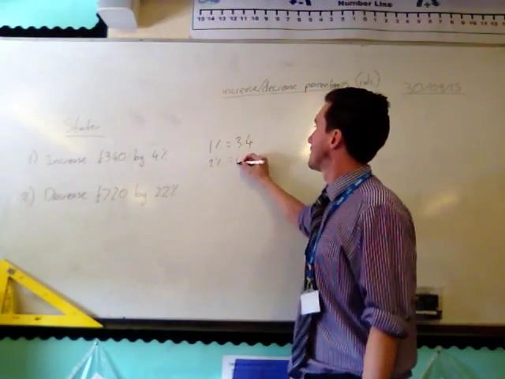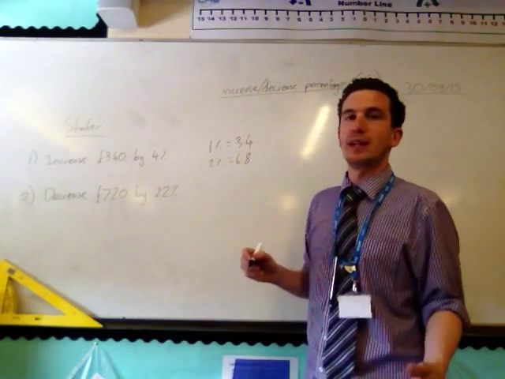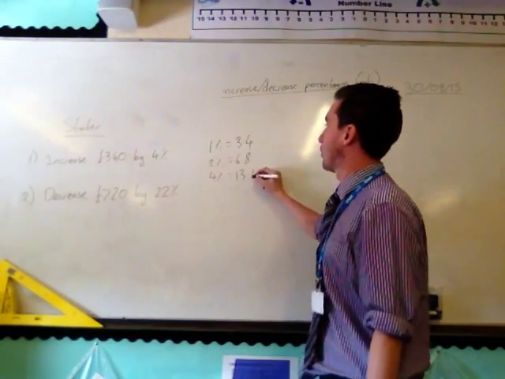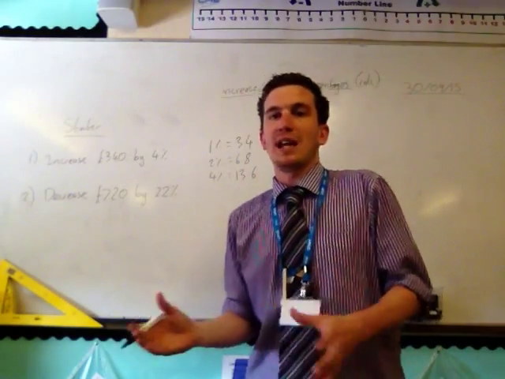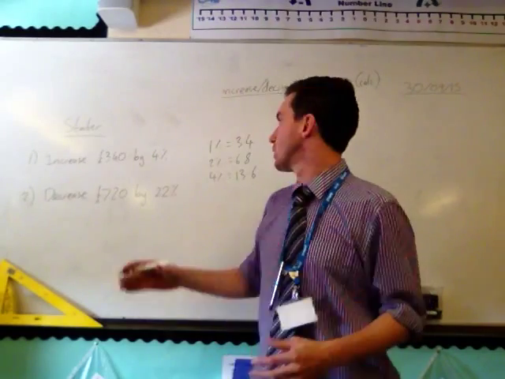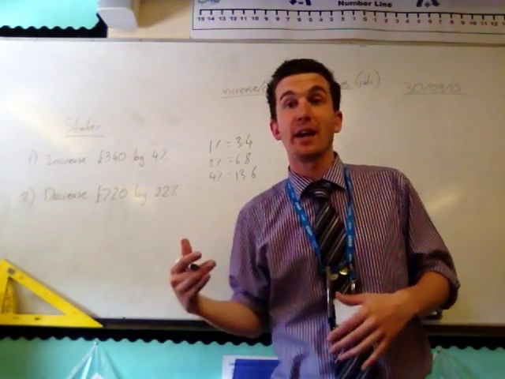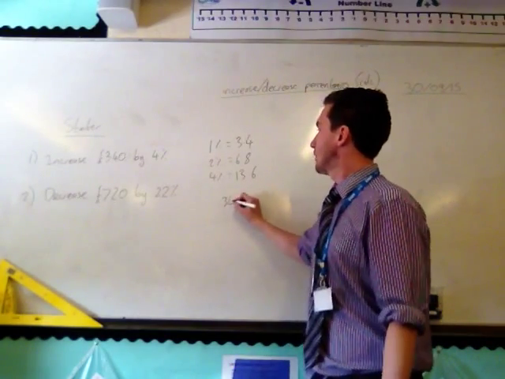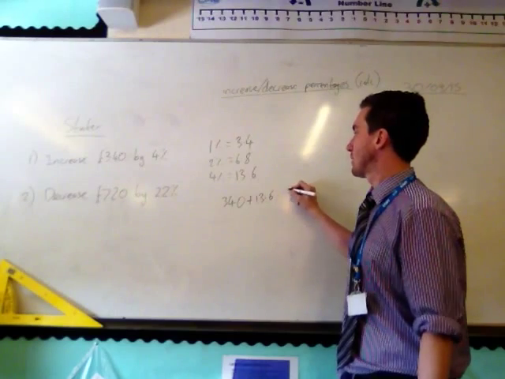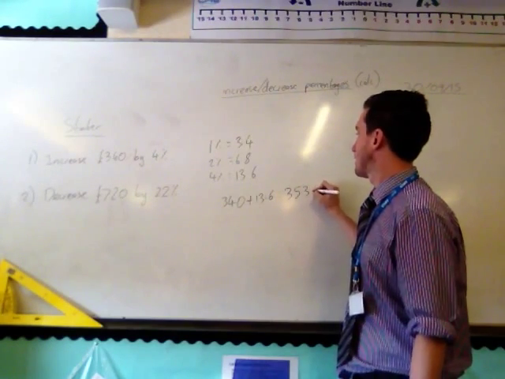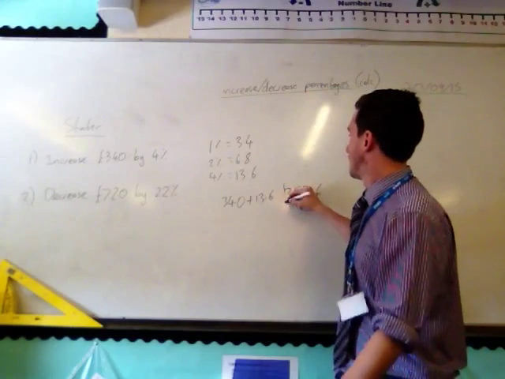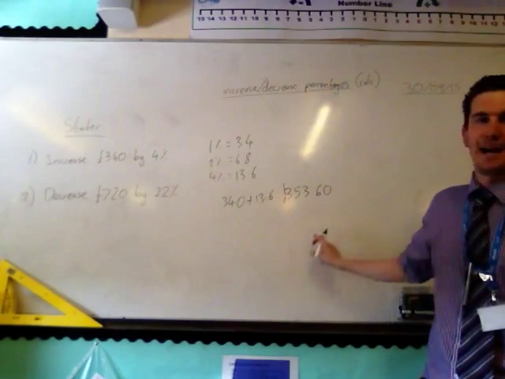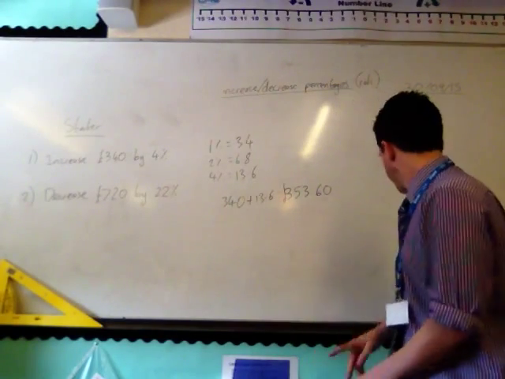So 2% is going to be 6.8. I'm just going to double it again. 4% is going to be 13.6. Now, last time some people left it just as that, but remember the question says increase. That means make it bigger, so we've got to add it on. So 340 plus 13.6 is going to be 353.6. We're talking money, £353 and 60 pence. So hopefully we got that one right.